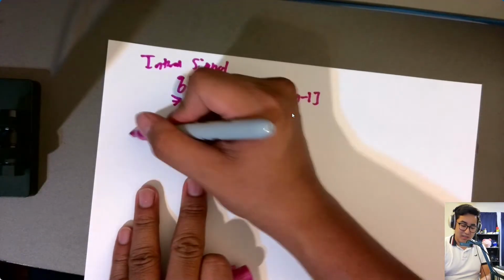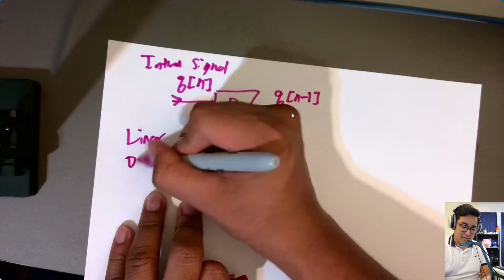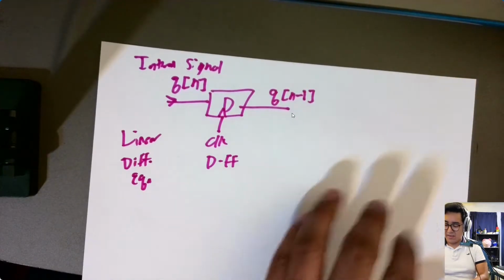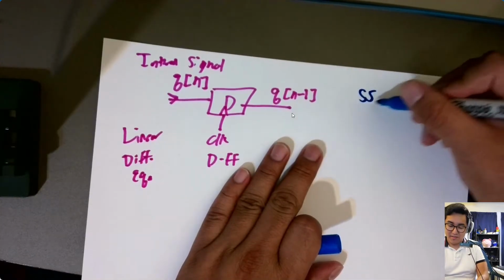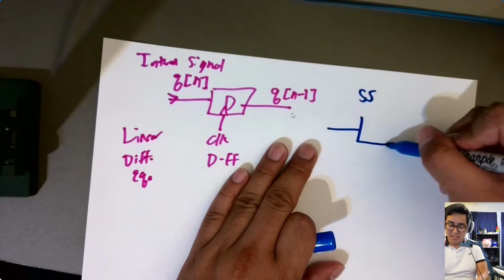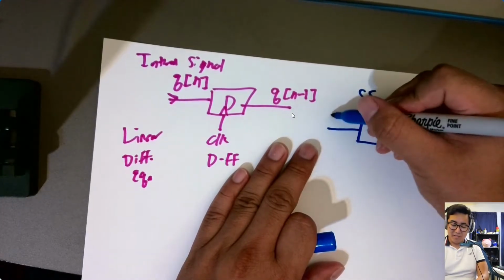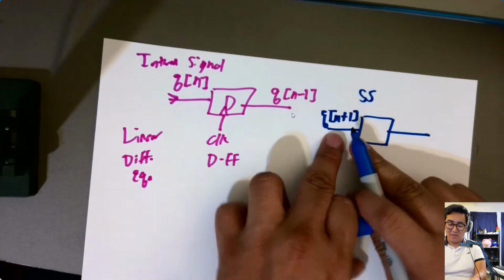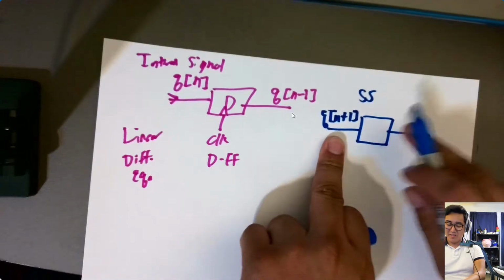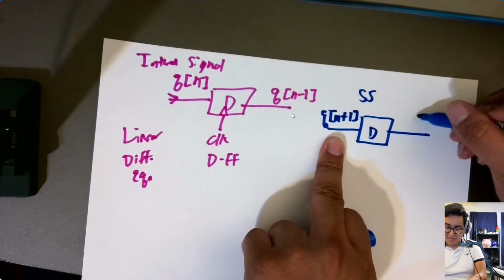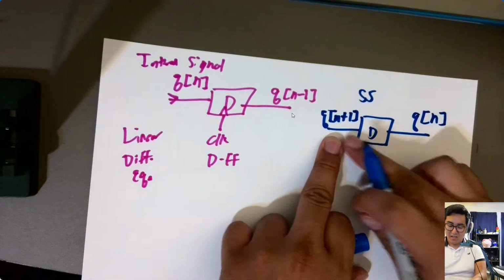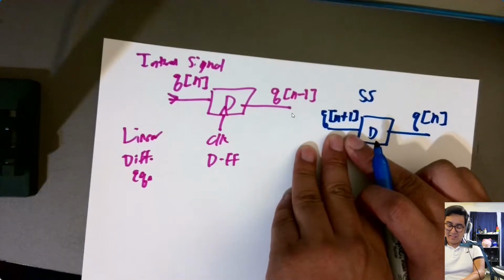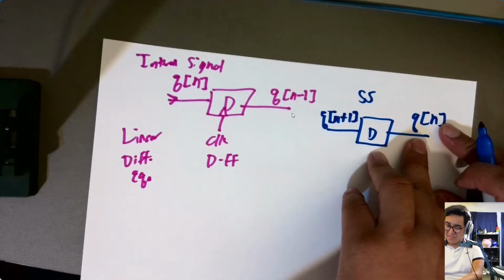This is our linear difference equation. And then our state space equations is the same block diagram. However, we're going to reformat it as this. So plus 1. Whatever is our next state will give us our current state.